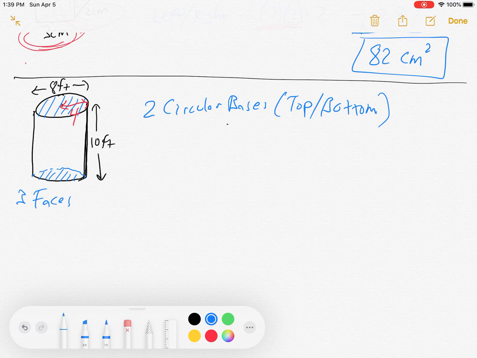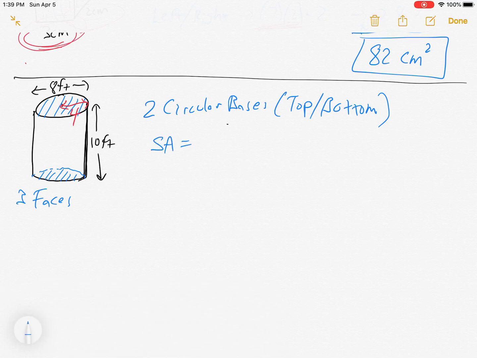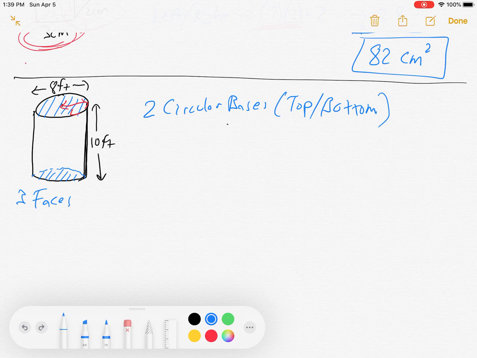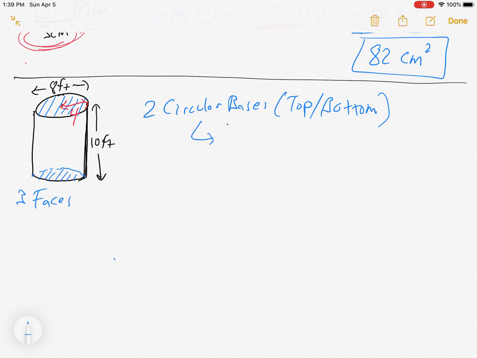Right? So surface area will be the two circular bases. So you have your two circular bases. So those are pi 4 squared, right? The area of a circle, don't forget, is pi r squared. Still need to know that. But we have 2 of those, so times 2.